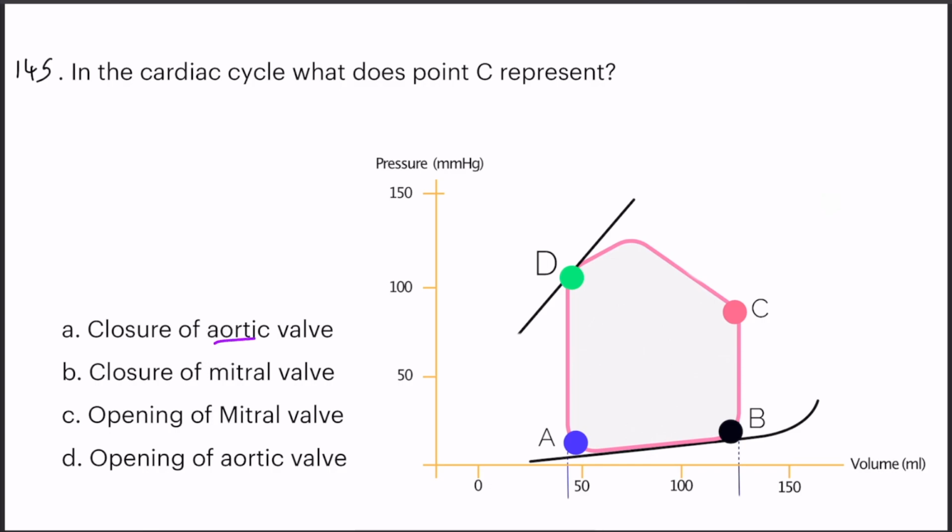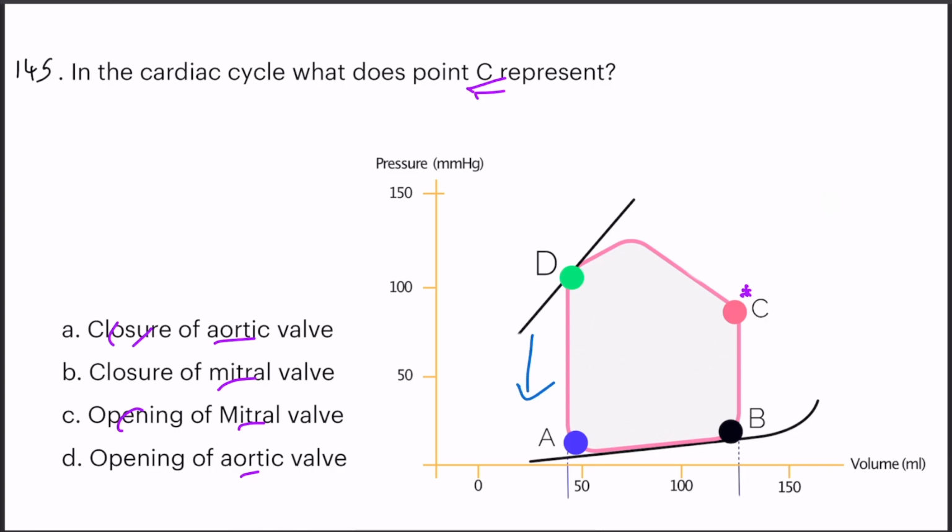Two valves, aortic valve, mitral valve, and two types, closed and opening. So one of these is the answer. All four are here, A, B, C, D. But which one is C is the question. So C is here. So first we have to know the graph. So from C, what happens?